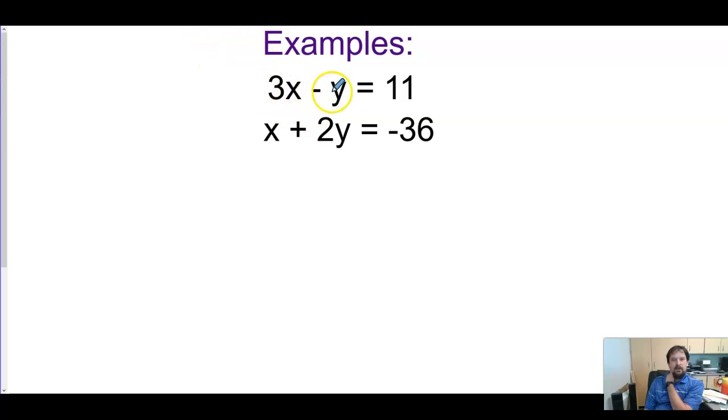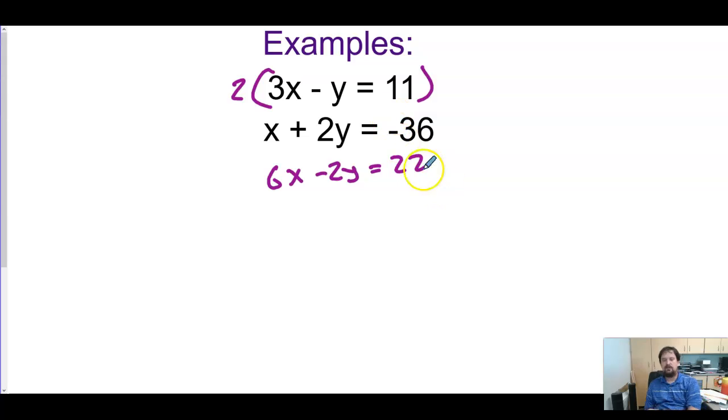Okay, here. 3x minus y equals 11, x plus 2y equals negative 36. On this one I actually have two different options. I could times this bottom one by a negative 3 to get these to line up, or I could multiply the top by a 2 to get these right here. Because negative 3 and 3 would cancel out, or 2 and negative 2 would cancel out. So I'm going to times the top by a 2. 2 times 3x is 6x. 2 times negative y is negative 2y. And 2 times 11 is 22.